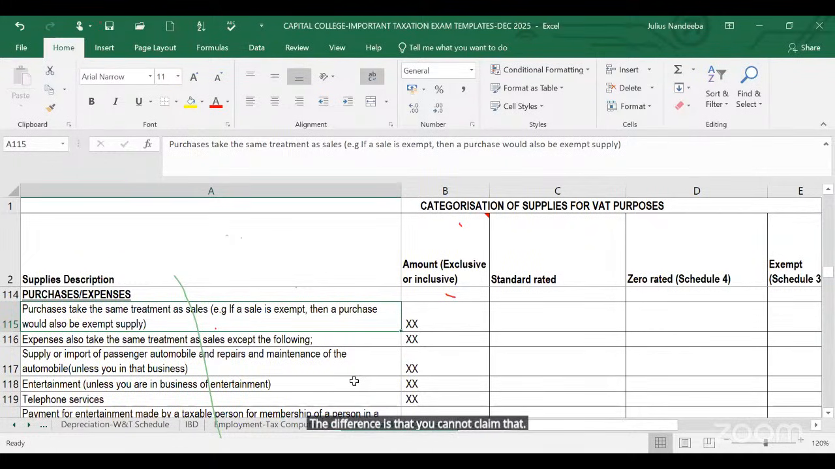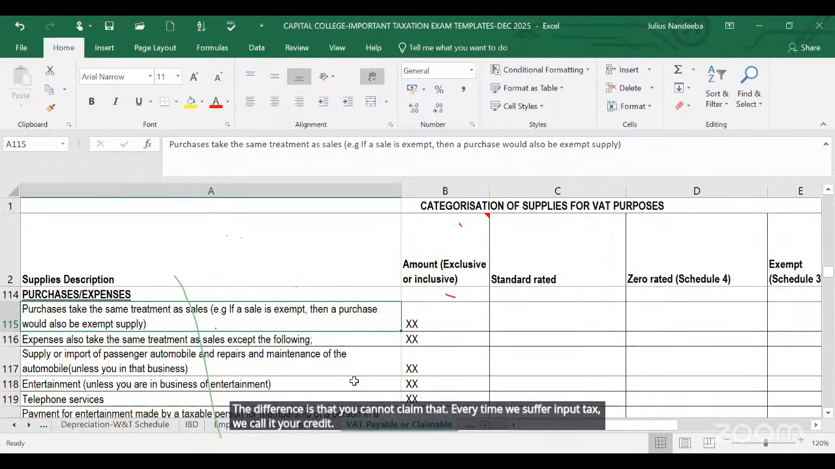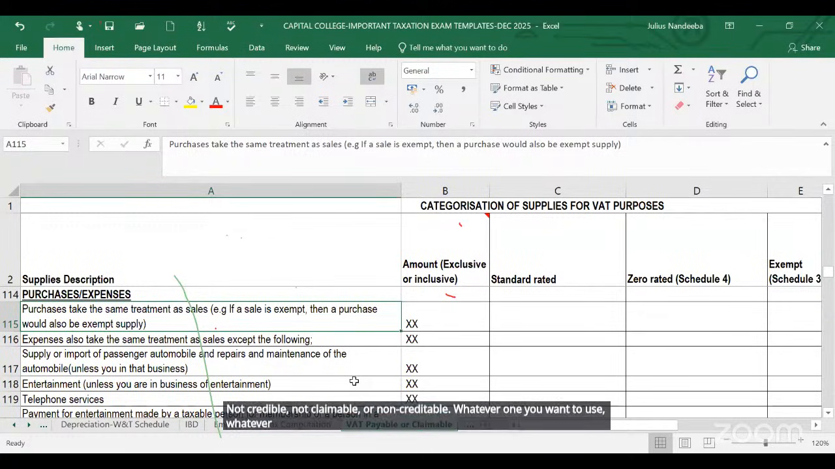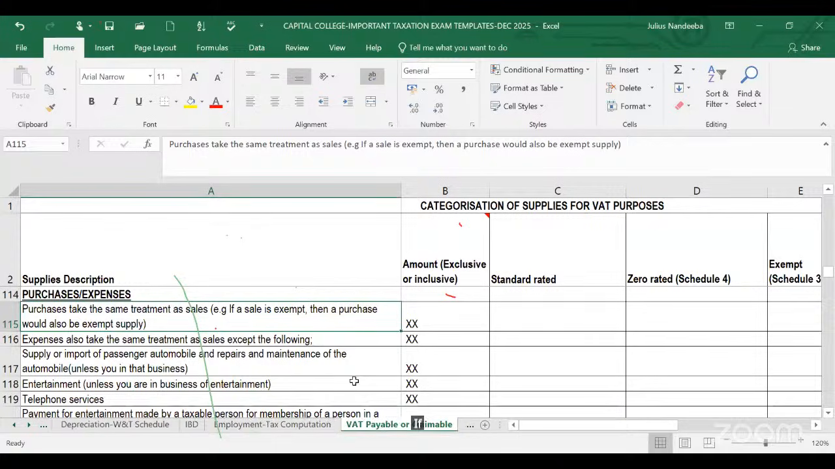Every time you suffer input tax, we call it your credit. So it is either creditable to you, meaning you can reduce it from output, or it is not creditable to you. So when the law has said that even if you suffered it, you cannot claim it, it means it will not be part of your input tax. You will show the examiner that it is not creditable, not claimable, or non-creditable. Whatever word you want to use, whatever is easier for you in English. If you say non-creditable, non-claimable, not creditable, they mean the same.